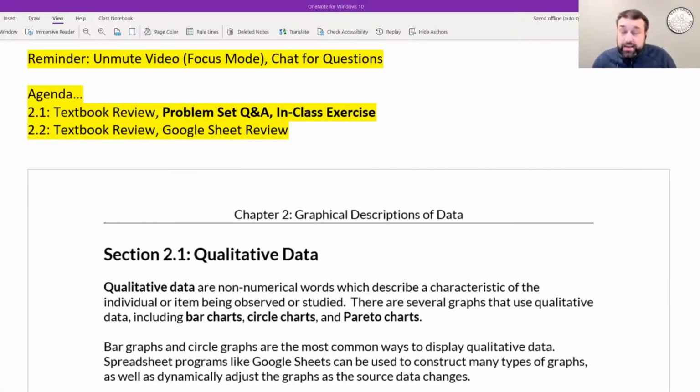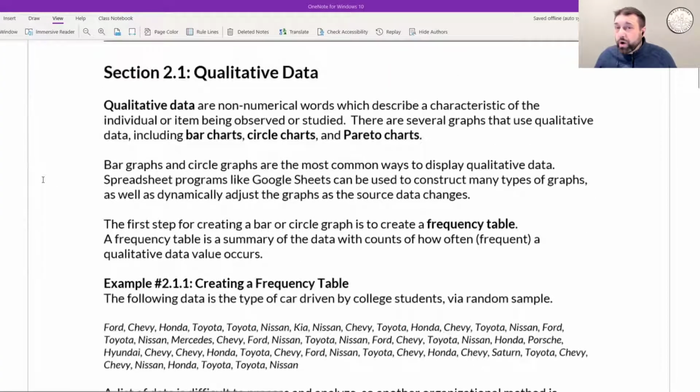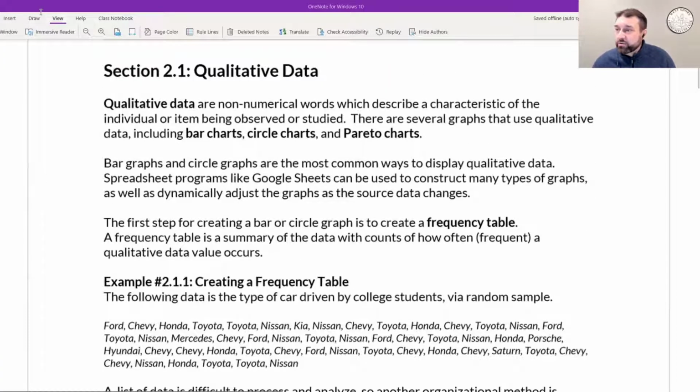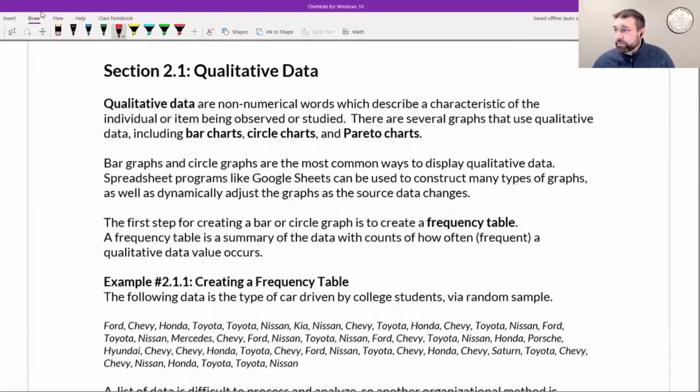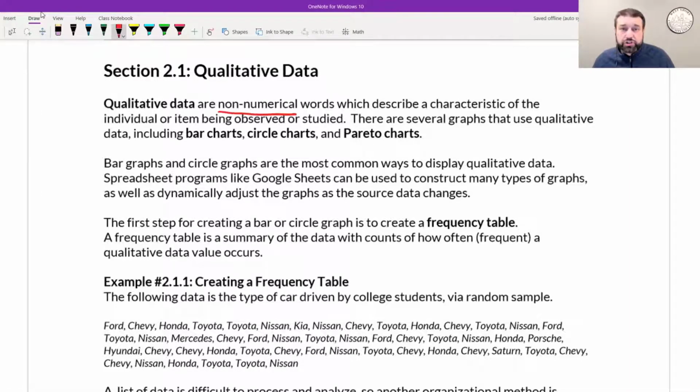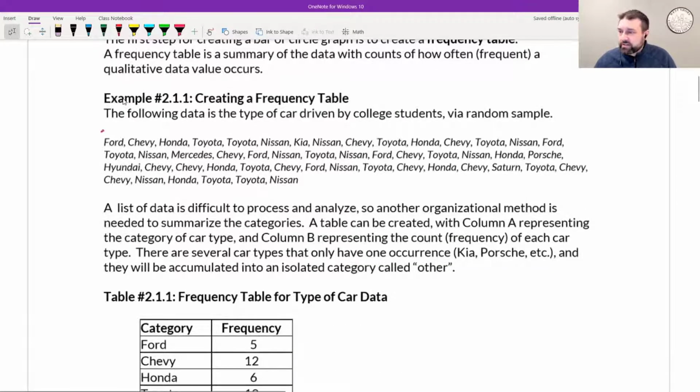So last time when we got together, we talked about 2.1 qualitative data, and qualitative data was data that described something, right? These are non-numerical terms. So like the color of a car or the weather pattern. Is it sunny or is it cloudy? Okay. And so we could collect this data in a textual list that looks like this, but it's very hard to analyze that.